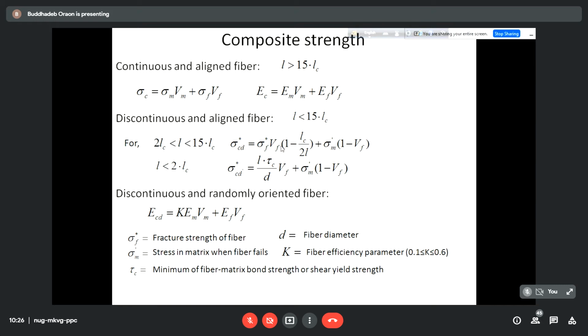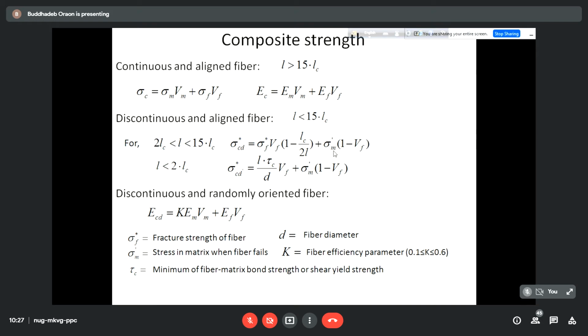Now here we have added one factor, 1 minus lc by 2l. This is nothing but the fiber reinforcing efficiency. I discussed this expression while discussing how the load is transferred from matrix to fiber, and when the fiber becomes effective, or when it is performing its function as reinforcement. From that idea you get this 1 minus lc divided by 2l. This becomes the fiber reinforcing efficiency, so this is a factor to be multiplied at this particular point.